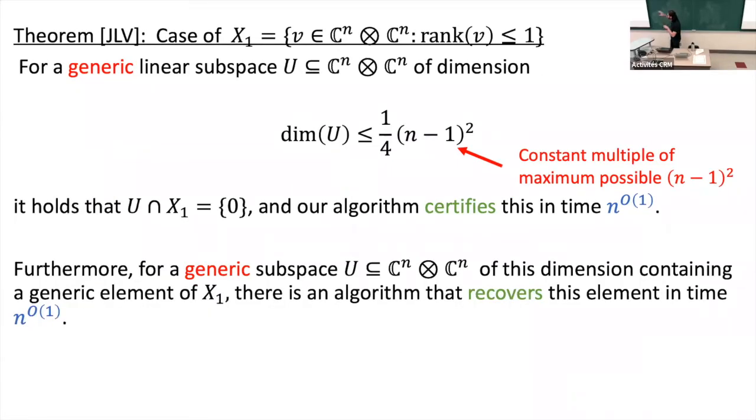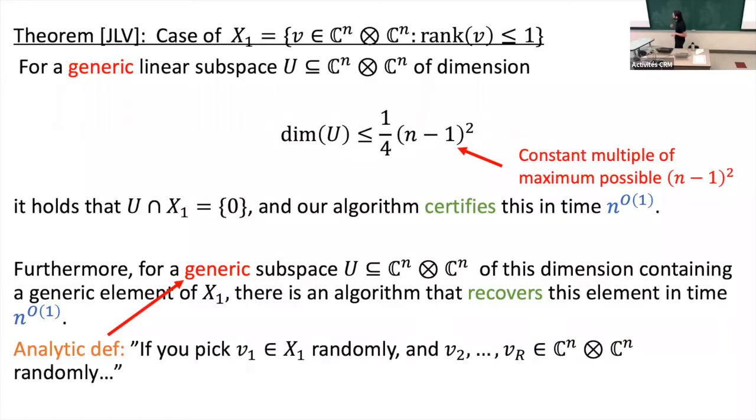We also have a result. This is bleeding into finding elements, but let me mention what the statement looks like for finding elements of the intersection. For a generic subspace of the same dimension containing a generic element of X1, we have an algorithm to recover this element. What I mean is, if someone that I trust picks a rank 1 element at random and R-1 random elements of C^n tensor C^n, and then hands me some other basis for the subspace that they span, then I can recover this planted element of X1.